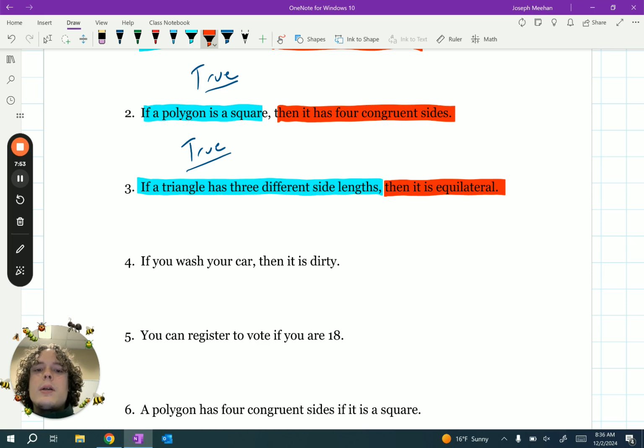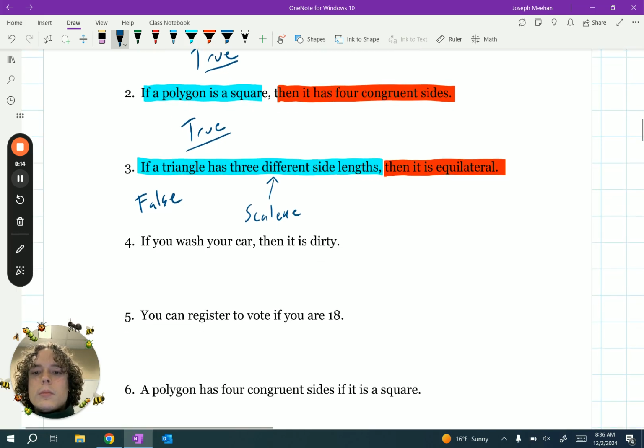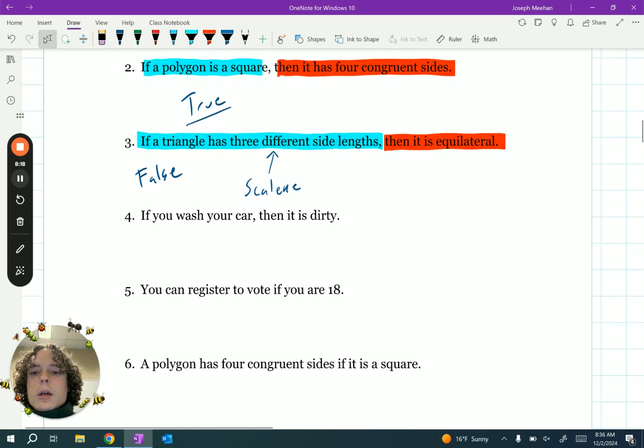So if a triangle has three different side lengths, does that make it an equilateral? If it has three different side lengths, are all the side lengths the same? No, right? So a triangle with three different side lengths, that's called a scalene triangle. Scalene, like that. And a scalene triangle is not equilateral. So this is false. So scalene triangles are kind of the counterexample there.